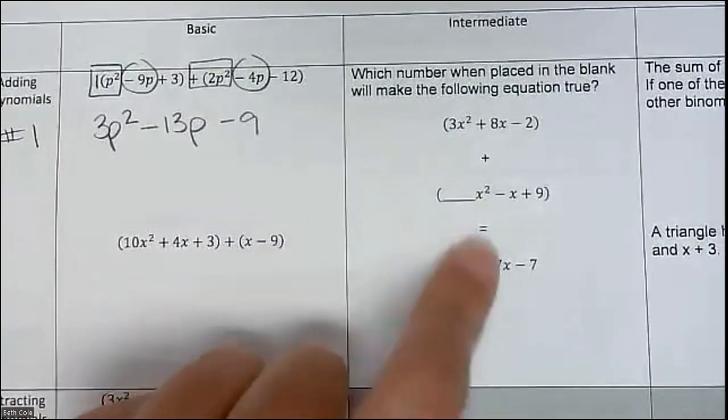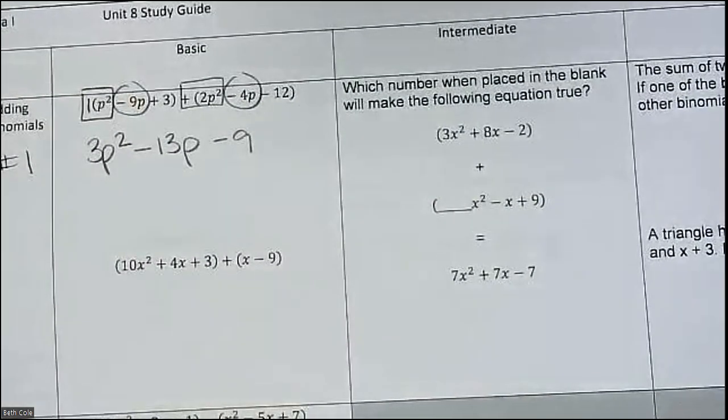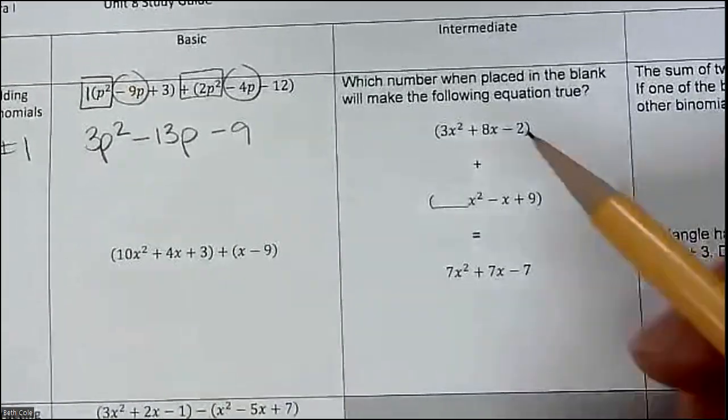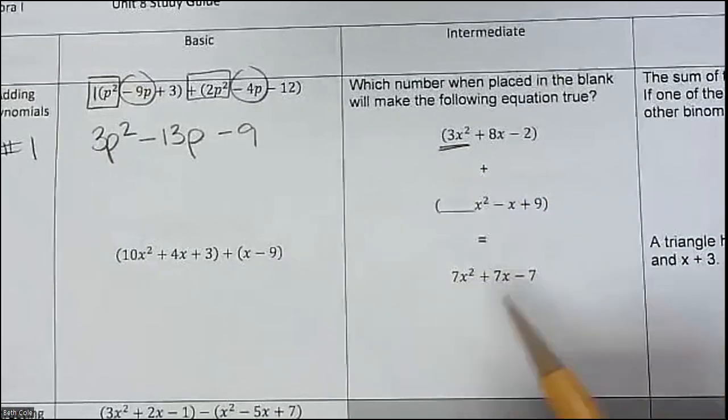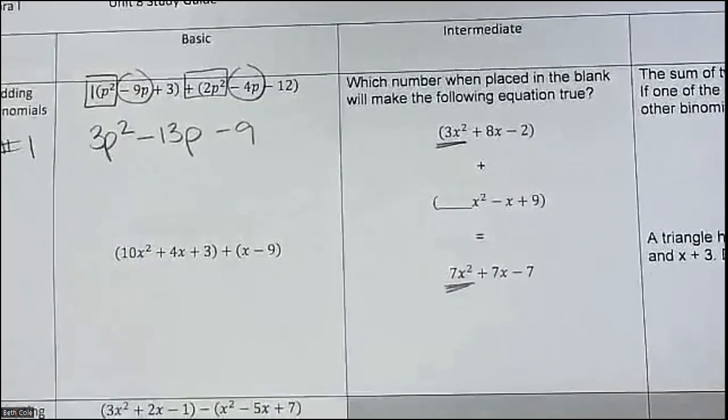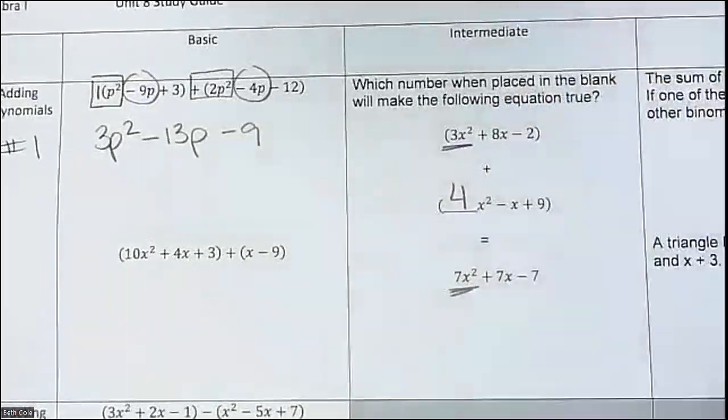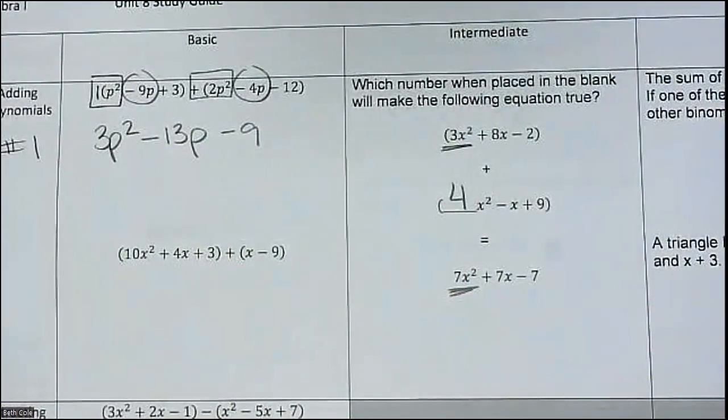Now this one, we're kind of given the answer and we're missing part of the question. Which number should go in that blank to make the equation true? You really just need to look at the x squared. So you have 3x squared plus what x squared would give you 7x squared. So 4, 3 plus 4 is 7. That's all that is. It's just kind of asked in a weird way.